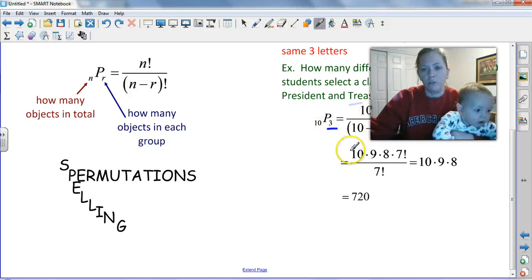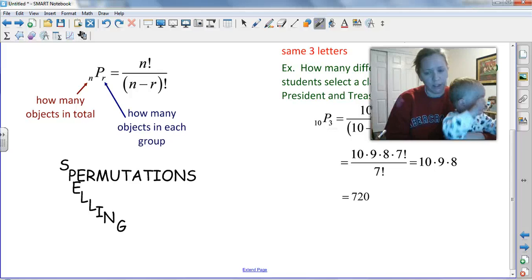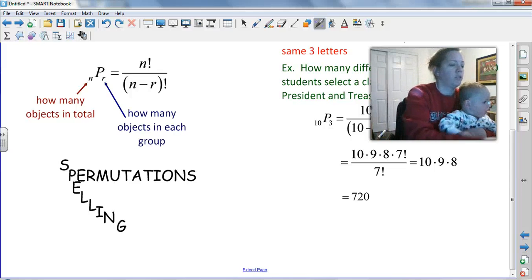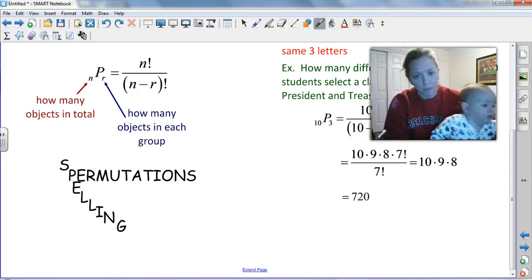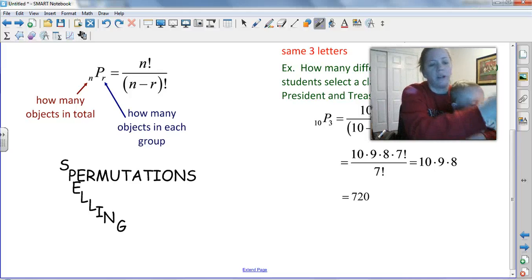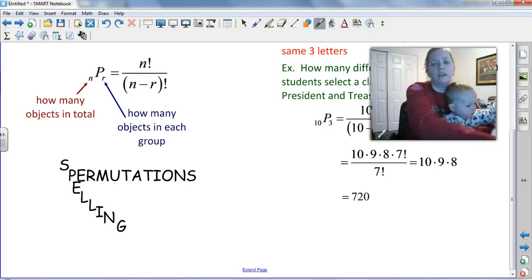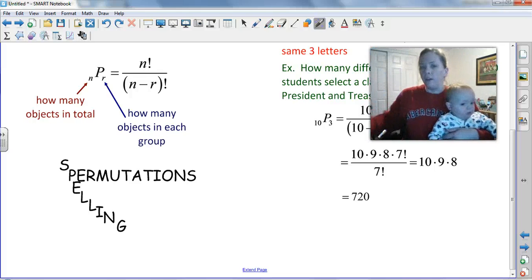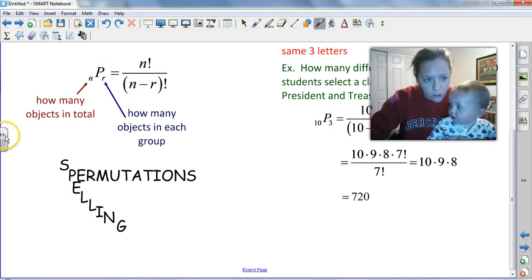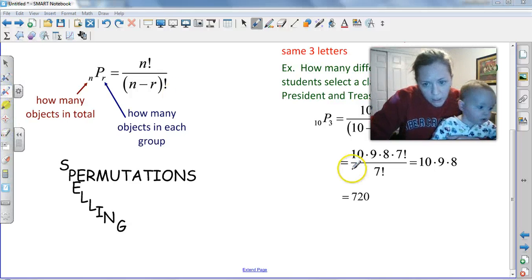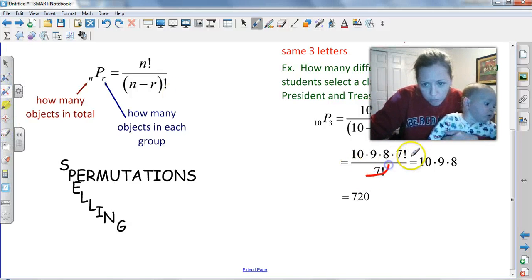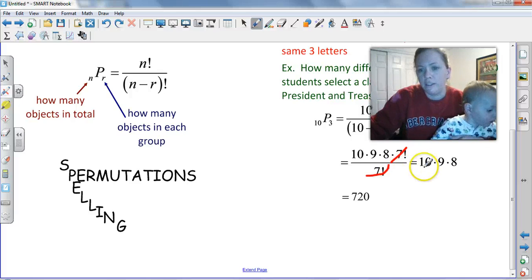So that's going to be 10 factorial divided by 10 minus 3 factorial, which is 10 factorial divided by 7 factorial. So what we're going to do is write down 10 times 9 times 8 times 7 factorial, and then we're going to cancel out those 7 factorials. Let's cancel it out. Here we go. So all that's left is 10 times 9 times 8, or 720.